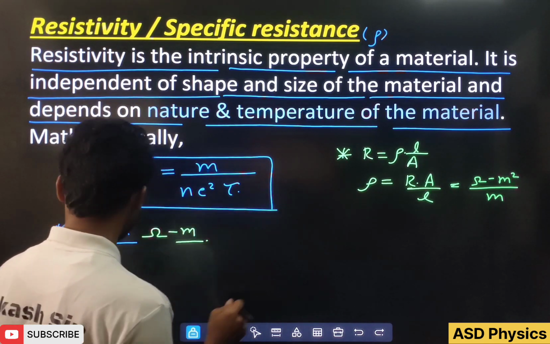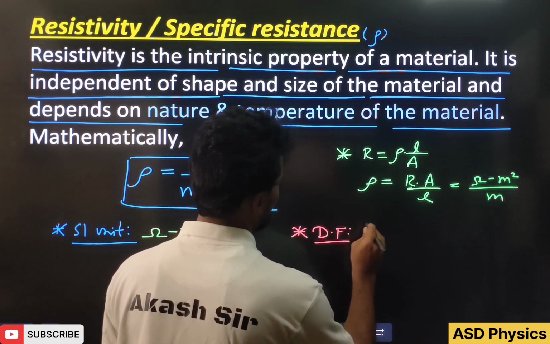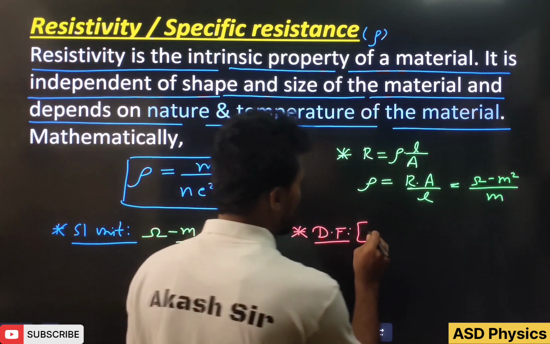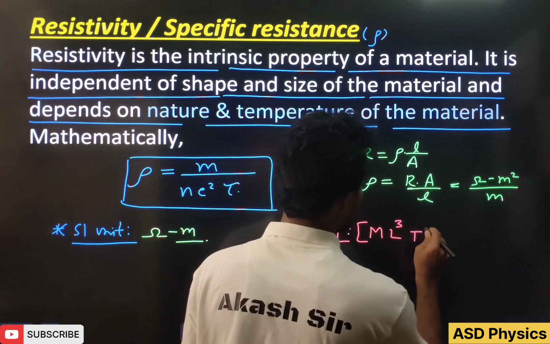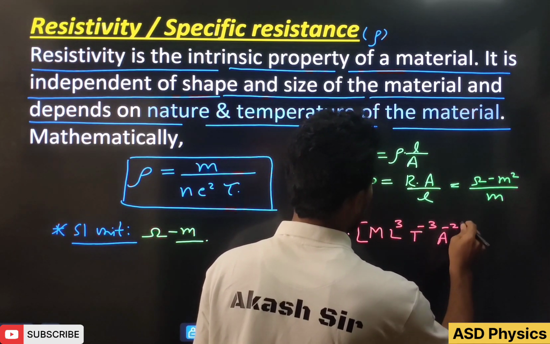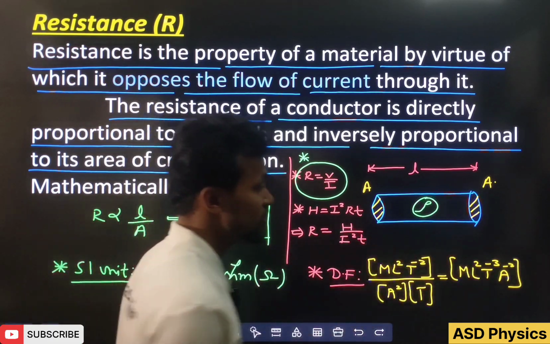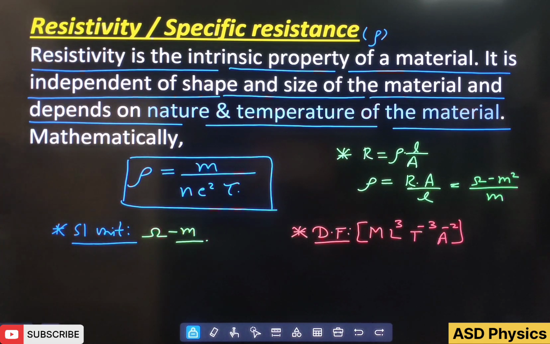After that, students, let's check the dimensional formula. In the resistance dimensional formula, we have to just multiply with the L. So what will this become here? Before that it was ML square, now it will become ML cube T power minus 3 A power minus 2. Kindly check out very well. This L square will become L cube. So ML cube T power minus 3 A power minus 2. And remember that this resistivity is independent of shape and size of the material, only depends upon the nature and the temperature of the material.